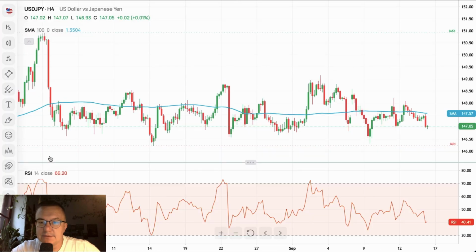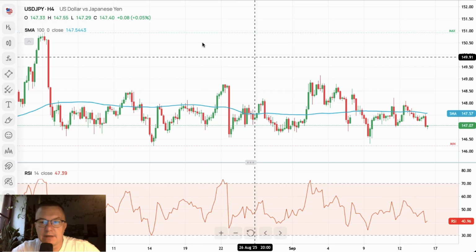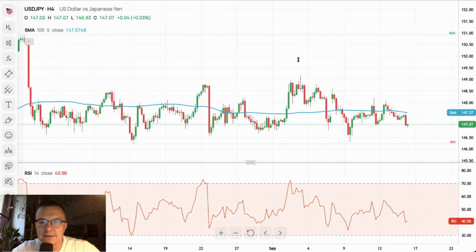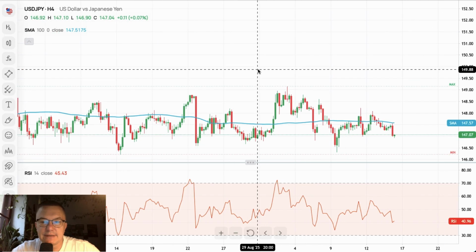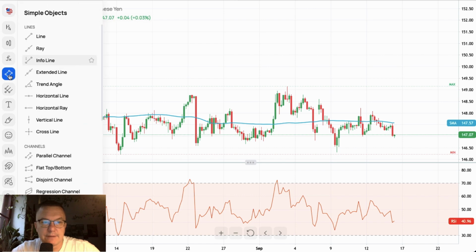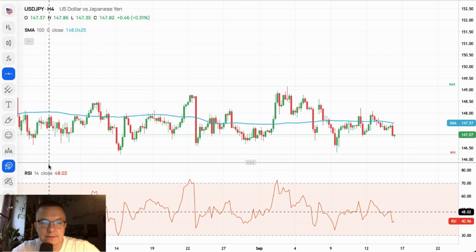Anything happened in the US dollar versus the Japanese yen? No, nothing happened. My lines have vanished. Nevertheless, it's still the same situation here with the US dollar versus the Japanese yen.